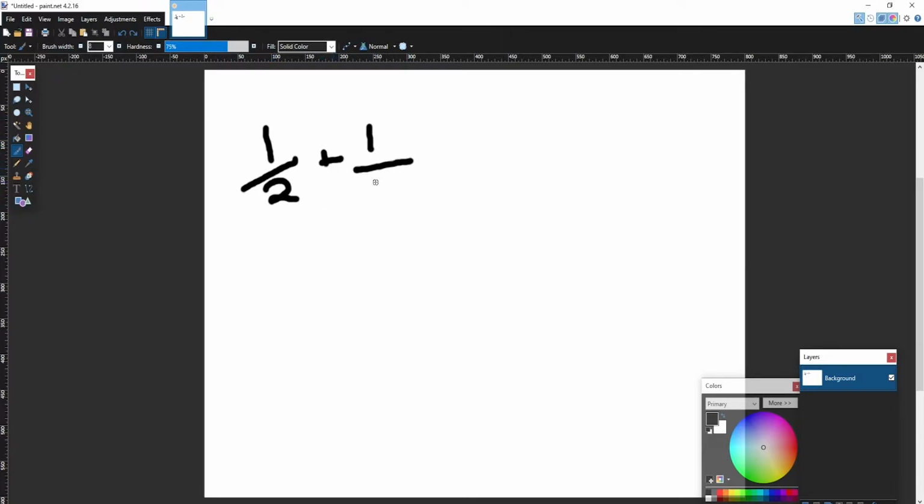Basically, the way that you can do this is that you want to find the least common denominator. And for that, I'm just going to multiply 2 times 3. So the denominator is going to be 6, right? And since we multiplied and we changed the denominator, we have to change the numerator as well, right? So we're going to have to multiply the top here by 2 and then the top here by 3.